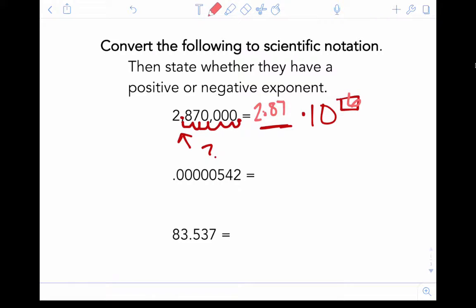The last thing I need to think to myself is, is this a positive or a negative exponent? Well, this number, my standard form, is a big number. It's 2,870,000. So that's greater than 1. That is a big number, which means that this is a positive exponent. So my number in scientific notation is just 2.87 times 10 to the 6th.